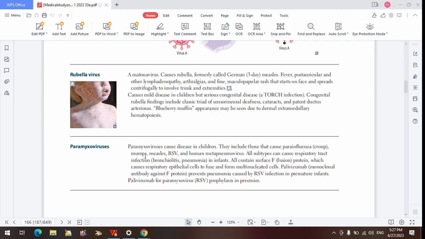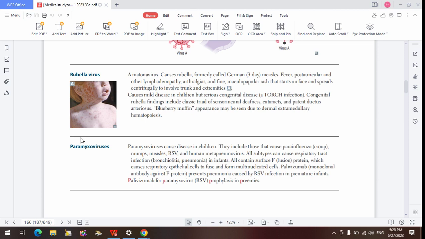Laryngotracheobronchitis. So there's inflammation of the larynx, the trachea, as well as the bronchial walls. So there's laryngotracheobronchitis, that is croup. And we said the typical way that the croup will present is what? The inspiratory stridor, and what? The barky cough. That is it.